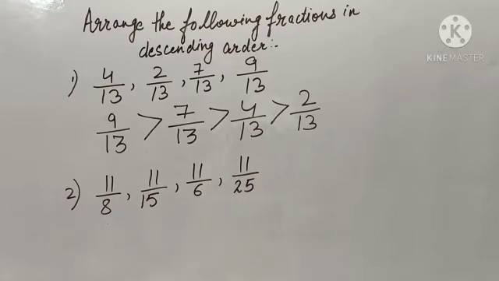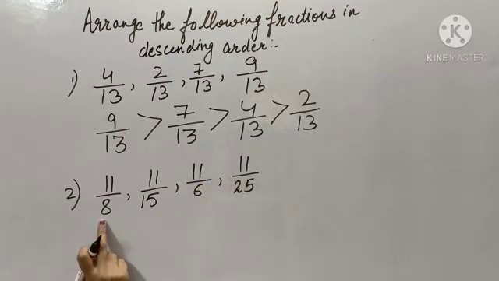Now, my second question is 11 upon 8, 11 upon 15, 11 upon 6, 11 upon 25. You all can see that these fractions are having different denominators. That is, these are my unlike fractions. And I told you while comparing unlike fractions, we have to observe their denominators. And the fraction having the smallest denominator represents the biggest fraction.